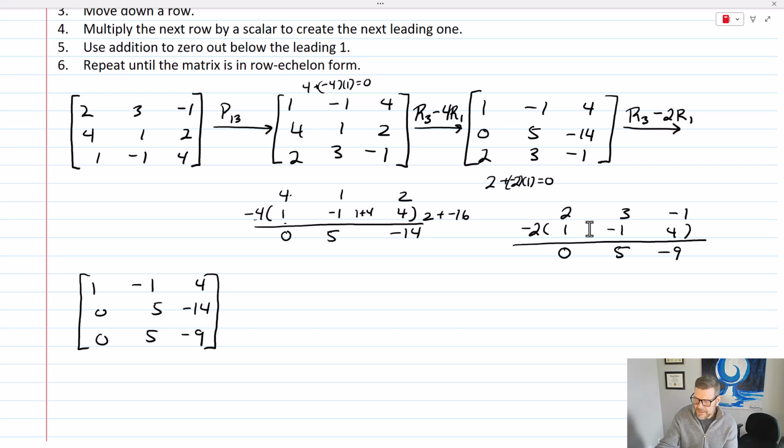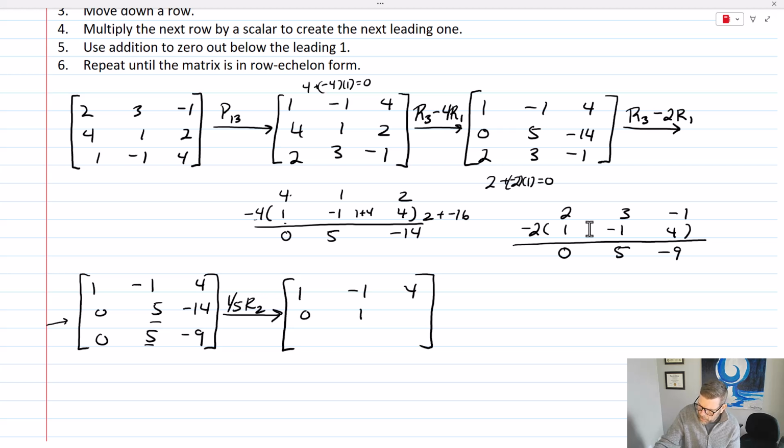Now, what you may notice here is that these two, that's a 5 and a 5. And if you're used to doing row reduction, we may not actually have to go in and scalar multiply. We'll talk about that in just a second. If we were to go through and do the next step in the operation, we're going to multiply 1/5 times row 2. So I take 1/5 times row 2 and I get 1, negative 1, 4, 0, 1, negative 14 over 5, and 0, 5, negative 9. Done. Okay? And that's the next step.